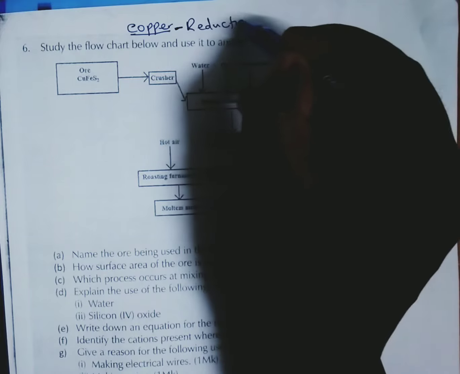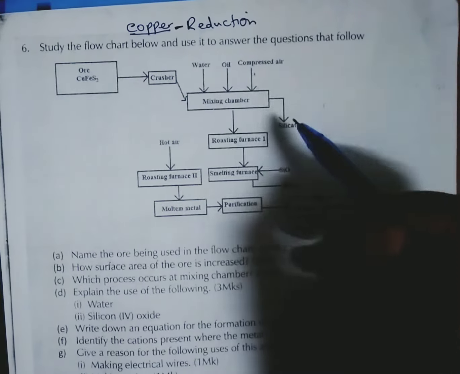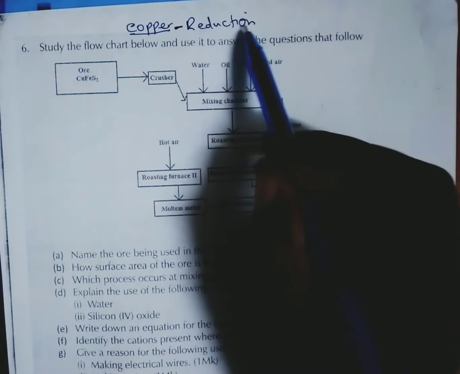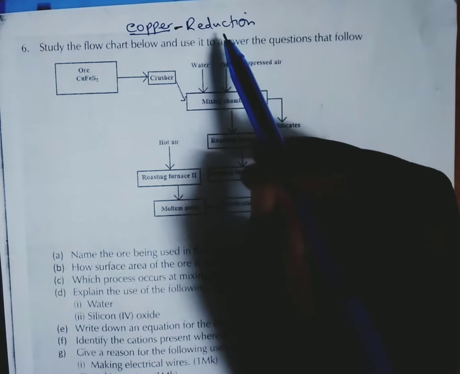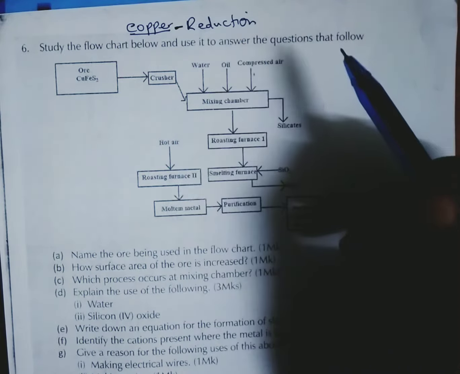Remember, copper metal is a metal that is extracted using a reduction method. And under reduction method, we use reducing agents. But in this case, we are not going to use reducing agents here. We are going to do what we call self-reduction process.